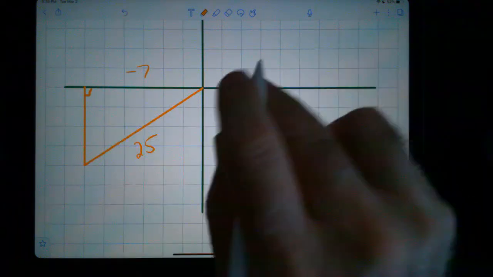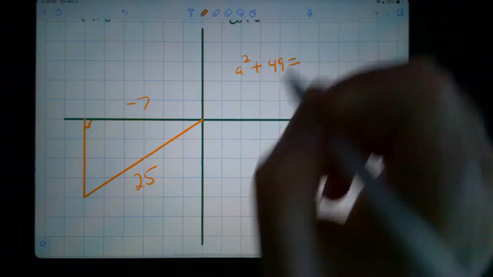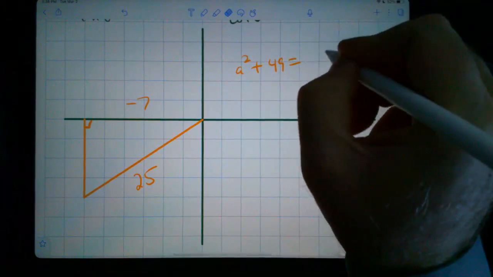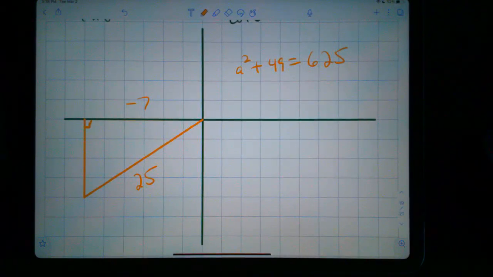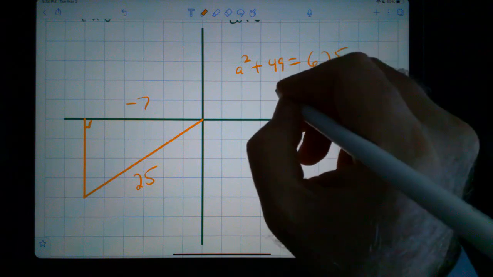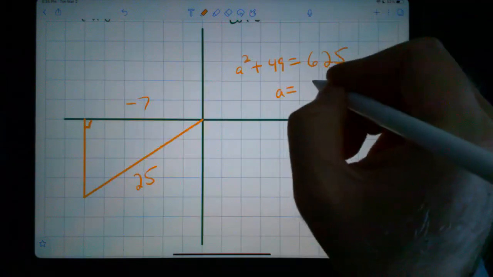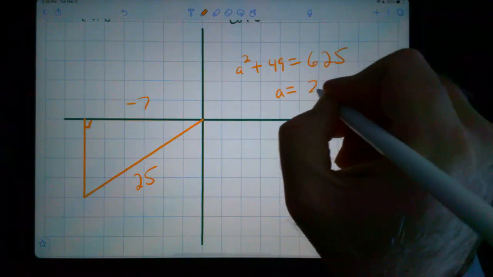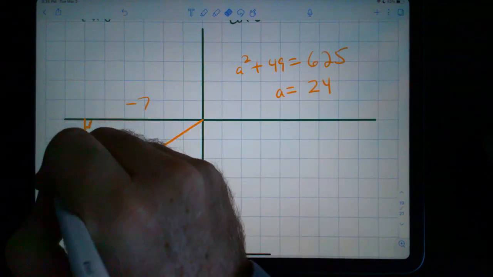Okay, what is our y value? Pythagorean theorem. 25 squared is 625. And then 625 minus 49 is 576. Well, that's a nice number. 24. Since it's in quadrant 3, this would be negative 24.